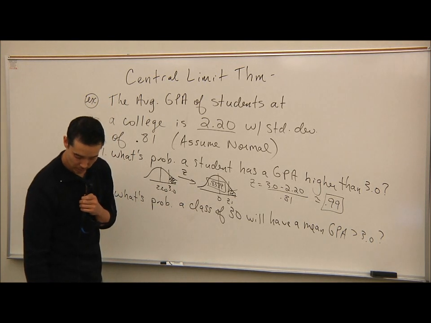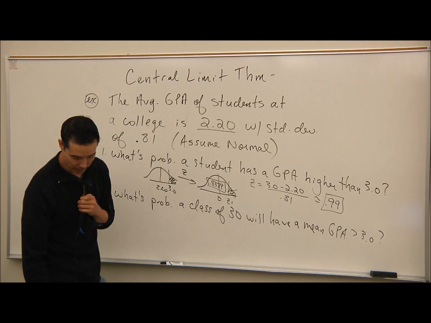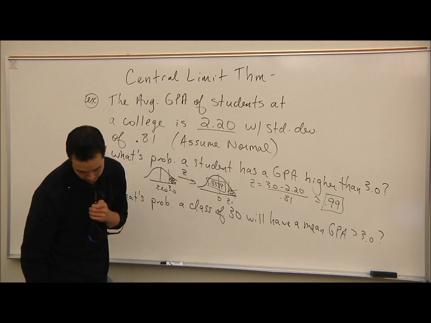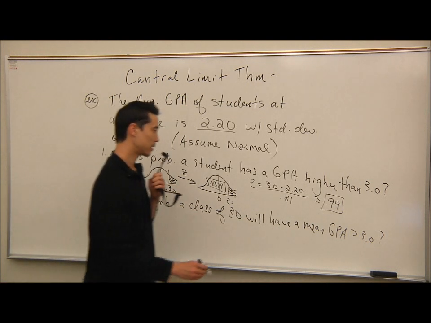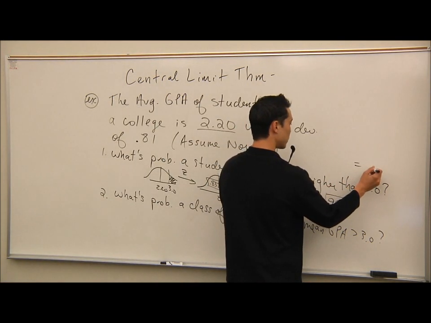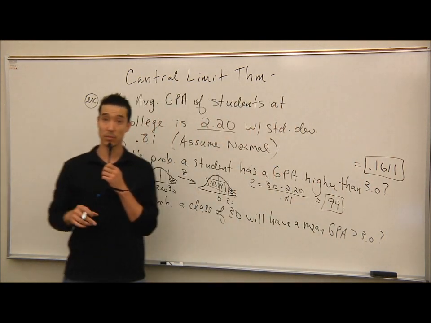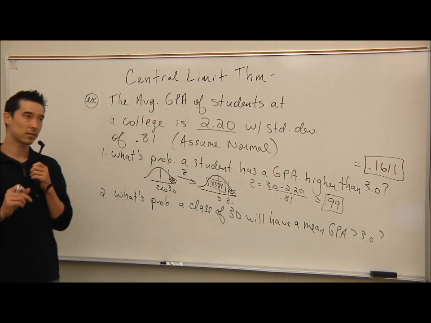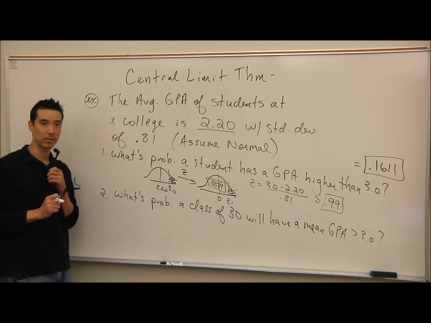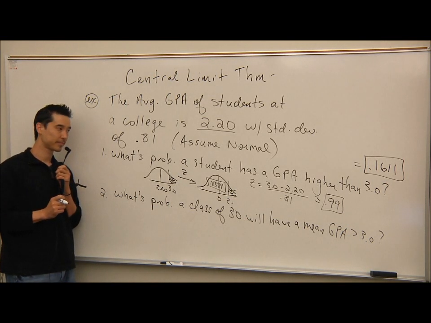So 1 minus 0.8389 is 0.1611, yes. So the answer to question number 1 is 0.1611. You have approximately a 16% chance a randomly selected student will have a higher GPA than 3.0. Okay?